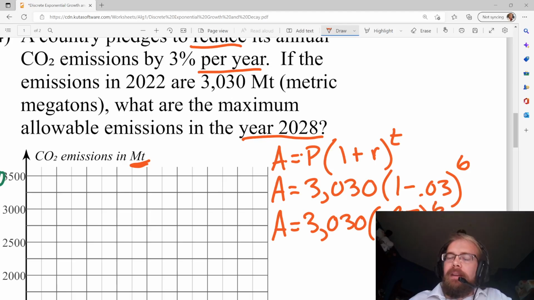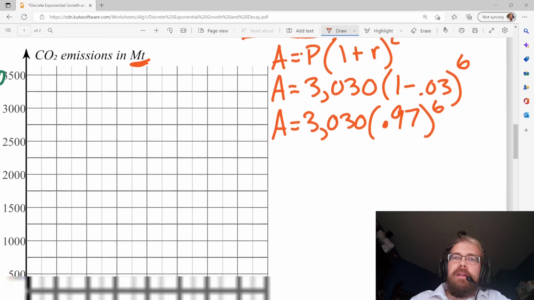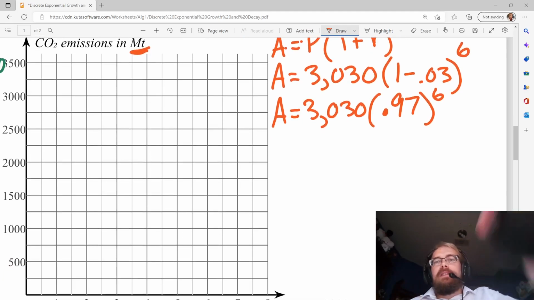So 0.97 and then to the 6th power. Okay, so let's go ahead and type that in. You definitely need a calculator for this. If you're a teacher, make sure you do this by hand. Then they are torturing you guys. That's like a reportable offense. Definitely need a calculator for this stuff.